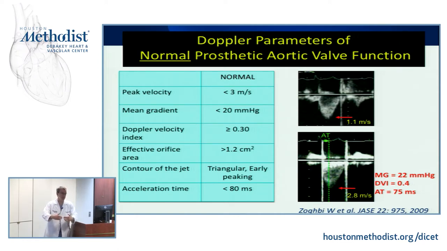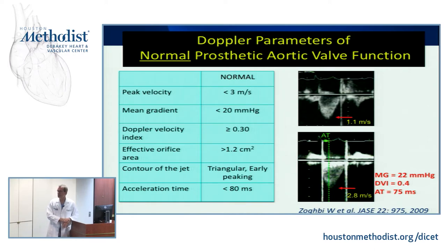They wrap the leaflets around the outside of the posts, so the posts don't really restrict how much the leaflets can open anymore. So the mean gradients are more equivalent to TAVR valves, so around 10. So if you were to write that today, mean gradient less than 20, I think that's fairly specific, but it's not very sensitive. You can definitely have obstruction and have mean gradients less than 20 in the newest generation valves. Does that make sense?